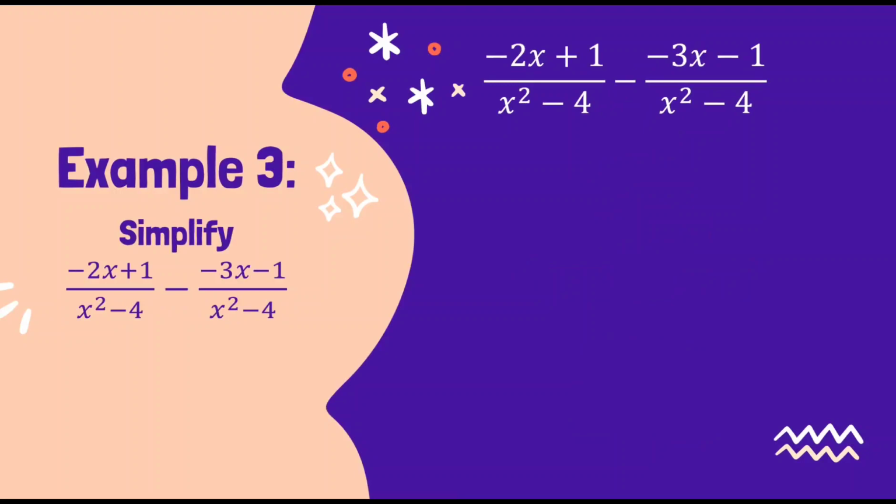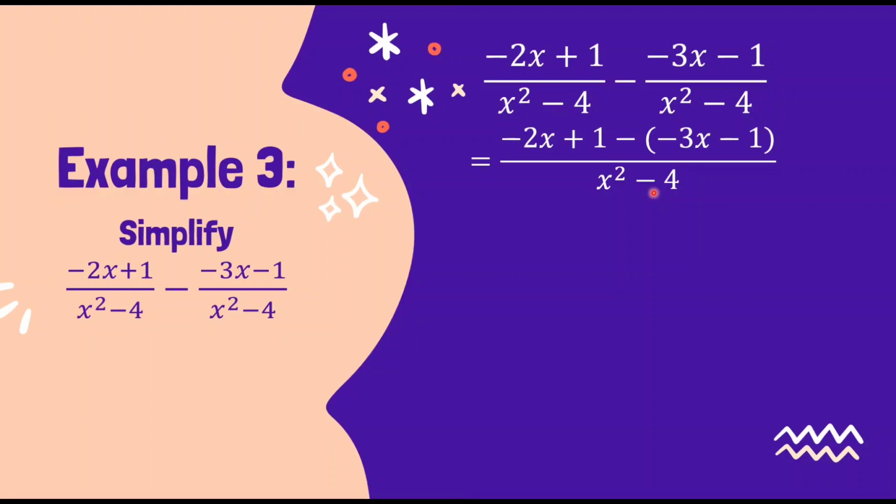Let us move on to our third example. Let us simplify negative 2x plus 1 over x squared minus 4 minus negative 3x minus 1 over x squared minus 4. Since we have similar denominators, let us copy the denominator and perform the operation on our numerator. Our denominator is x squared minus 4. Let's copy negative 2x plus 1 minus.